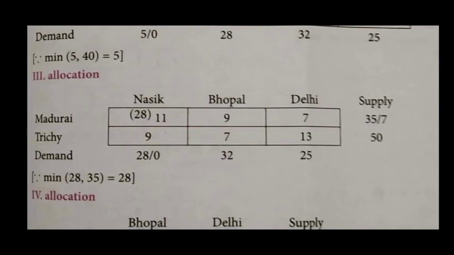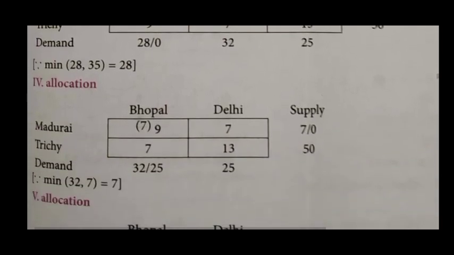Okay, then now compare the northwest corner, that is 28 and 35. The minimum of 28 and 35 is 28. So 28 minus 28 we are getting 0 and 35 minus 28 becomes 7. So Nasik is cancelled because it is having 0. Then Bhopal and Delhi, both the columns are written here.